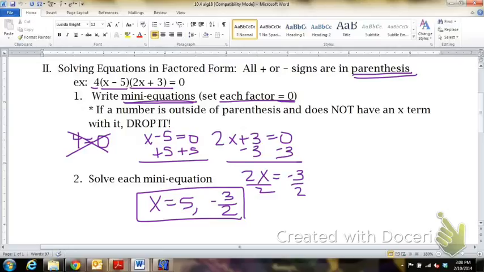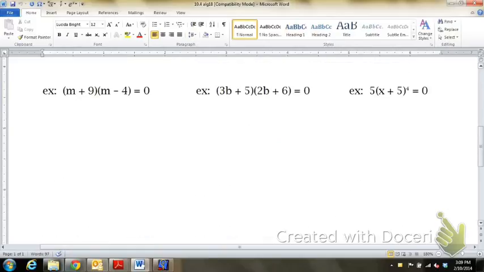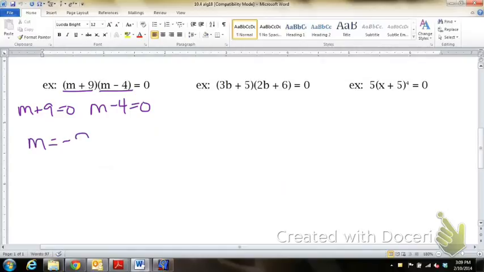So let's scroll down, try some examples. Everybody's already factored here. So if you want to pause the video and try these yourself, before I do it, go right ahead. But for the first one, m plus 9 equals 0, and m minus 4 equals 0. Solve both of those, I get negative 9 and positive 4, because I would just subtract 9 and I'd add 4.